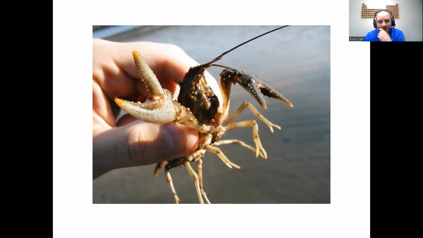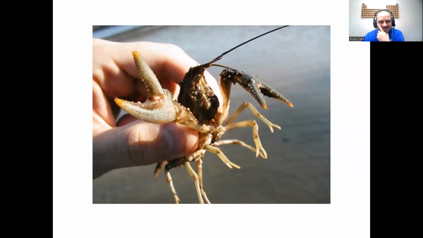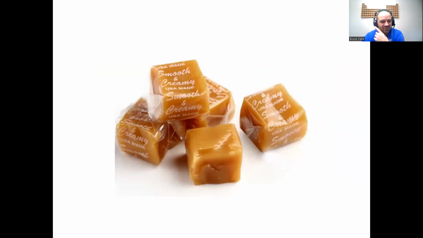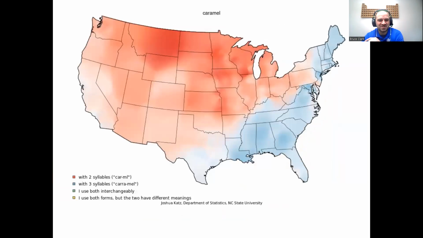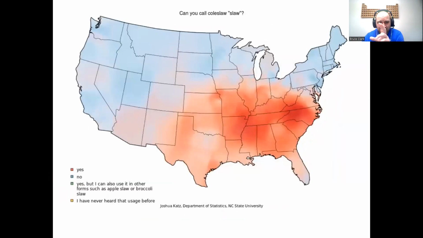Here we have a crayfish or a crawdad, and you can see the rest of these have some maps to help us out there. So crayfish or crawfish or crawdad, exact same organism. There's different pronunciations for caramel. This depends on what region you're from. Different naming things there, coleslaw or just slaw, depending on where you're at.